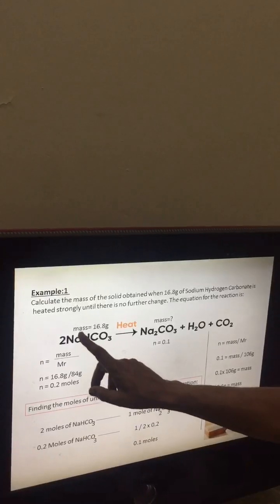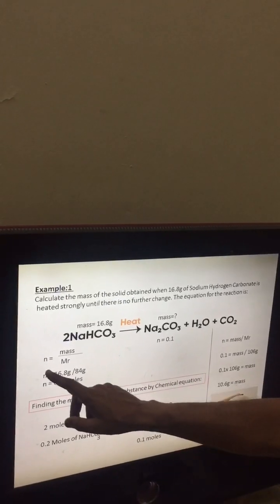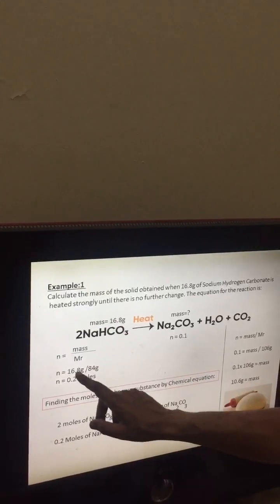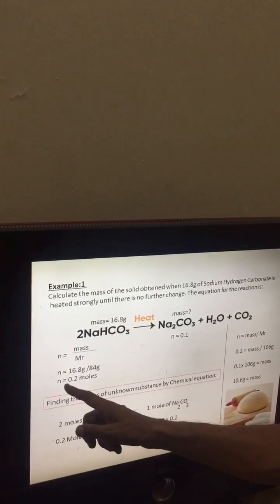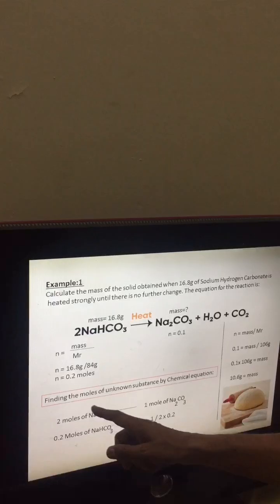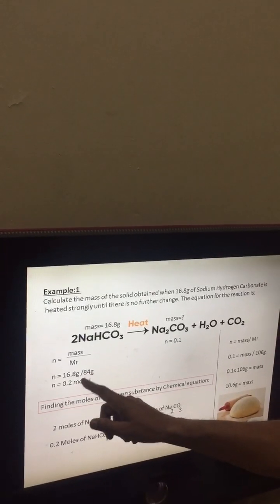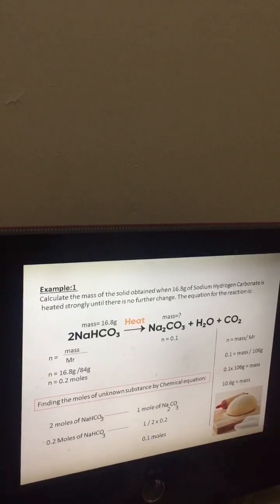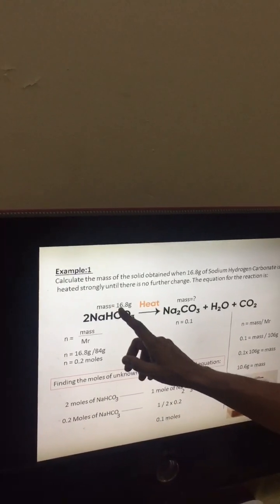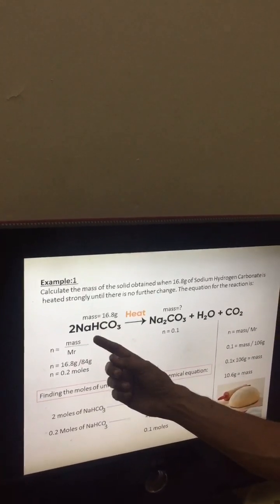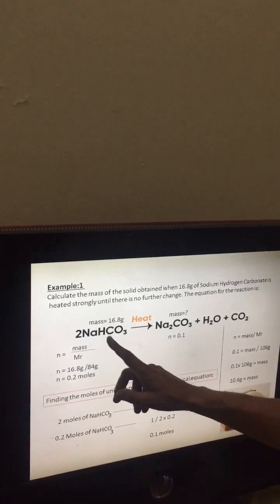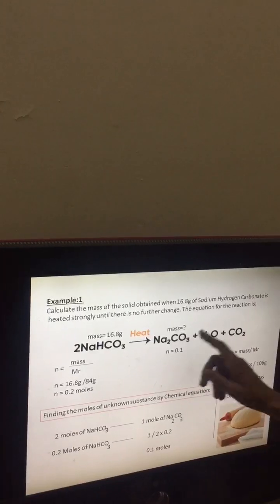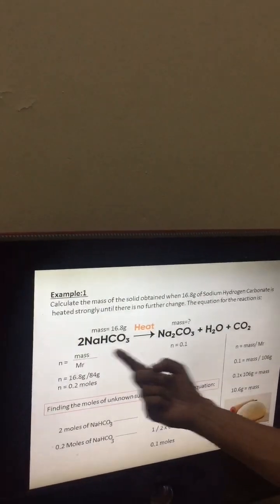Now with the help of the mass, using the shortcut I told you, number of moles equals mass over molecular mass. The mass is 16.8 grams and the molecular mass of this compound is 84. So 16.8 divided by 84 gives 0.2 moles. With the help of the mass, we calculate the moles of this one, and with the moles of this one, we will calculate the moles of sodium carbonate. That can be done with the help of the equation.